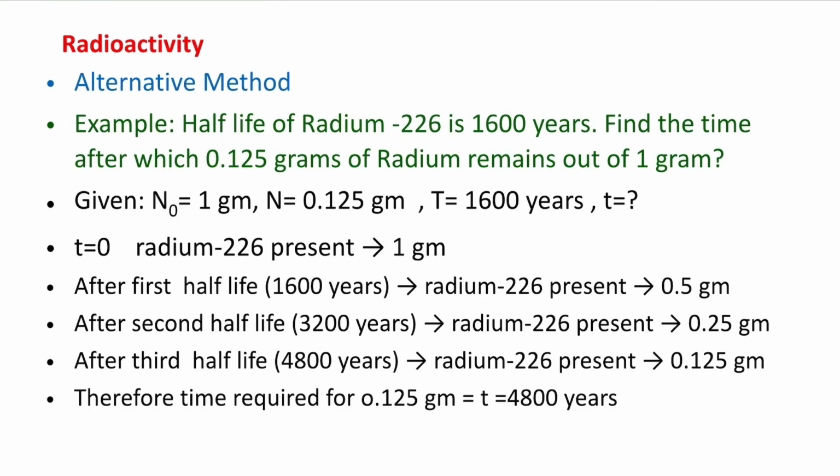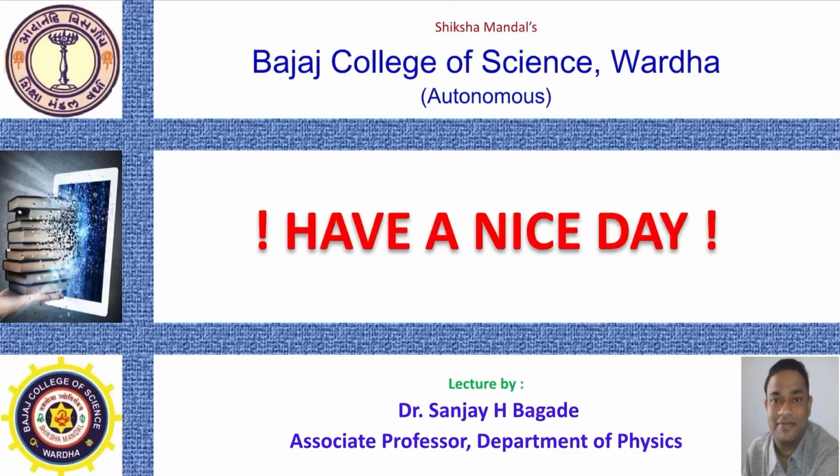This is an alternative method to find the time period required for decay of a certain amount of substance. Both the methods are equally correct. In the second method, you have to do some logical thinking, while in the first method, you have to use a formula. So that is all about the decay constant and the formula which is used to find the amount of substance that has decayed or the amount of substance that has remained present after a certain instant of time t. So that's all.